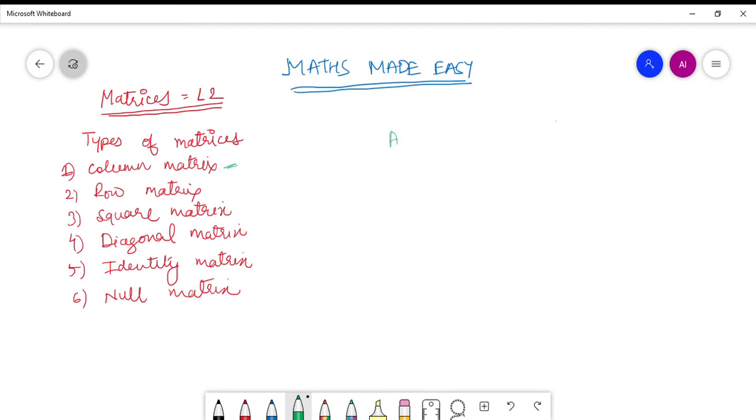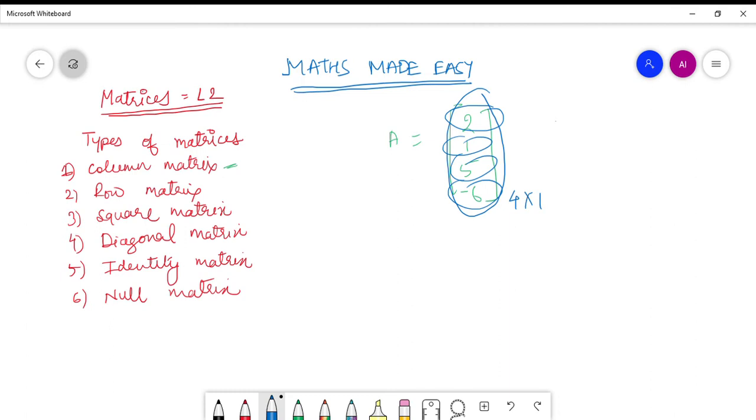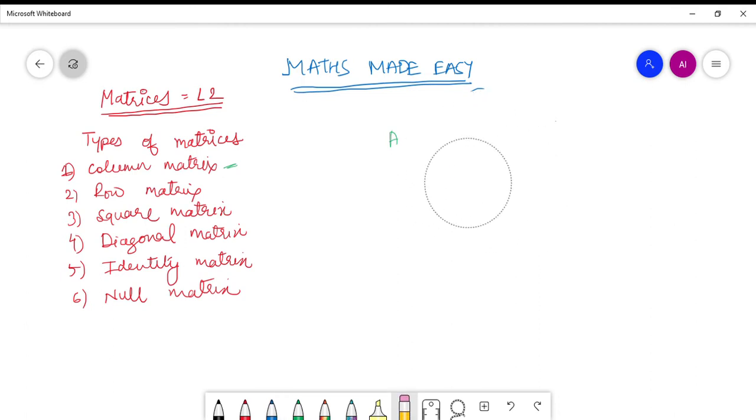Matrix A, nothing but 2, 1, 5, minus 6. This matrix has 4 rows, but there is only one column. So 4 cross 1, but as there is only one column, this is known as column matrix.